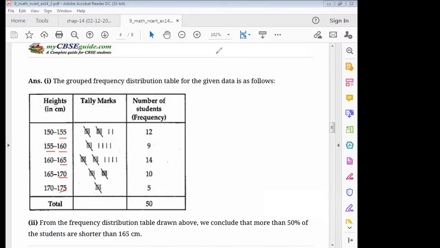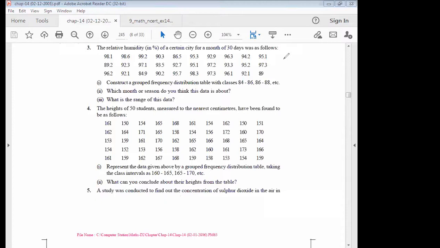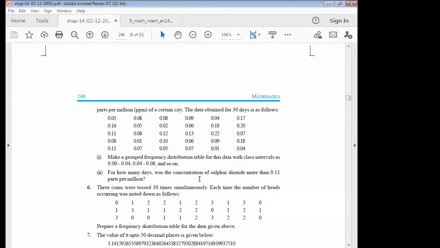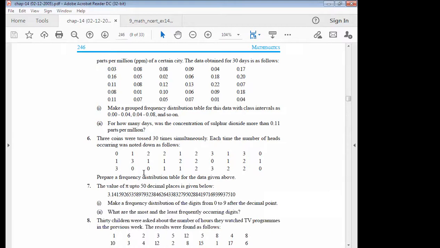Okay. Now students, question number 5. Again the table data set is given. Convert this table into the group frequency table, as the class interval is given here. Question number 6 is the same as we converted. There are 3 coins tossed 30 times and the results are there, the number of times heads occurs.